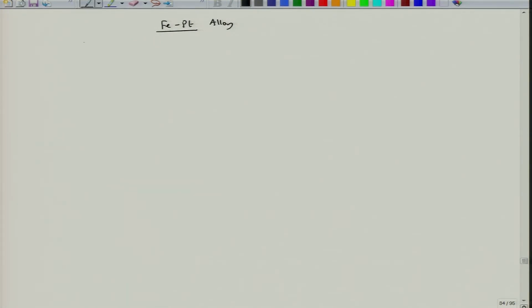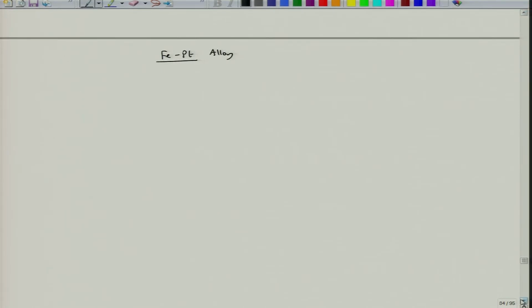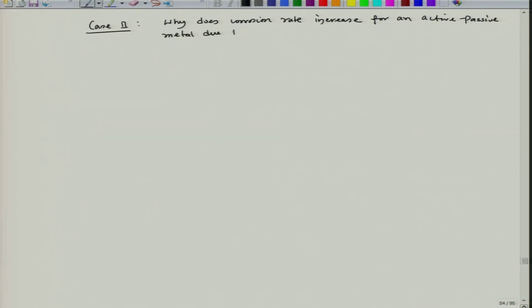So, here we are talking about case 2, where we are looking at the situation of why does corrosion rate increase for an active passive metal due to galvanic coupling with a noble metal.